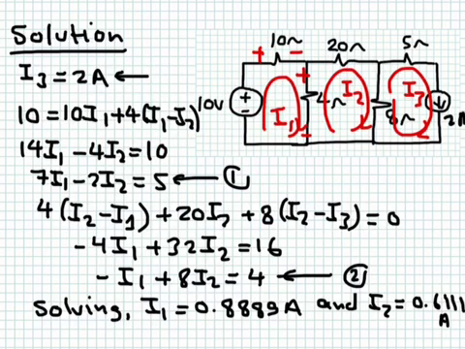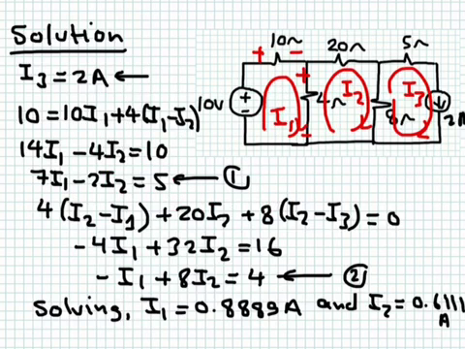I can reorganize it. Collect all the terms of I1, you get 14. Collect all the terms of I2, you get minus 4, and this is 10. You divide by 2, you end up with this equation here. Now, you do this equation for the second loop.